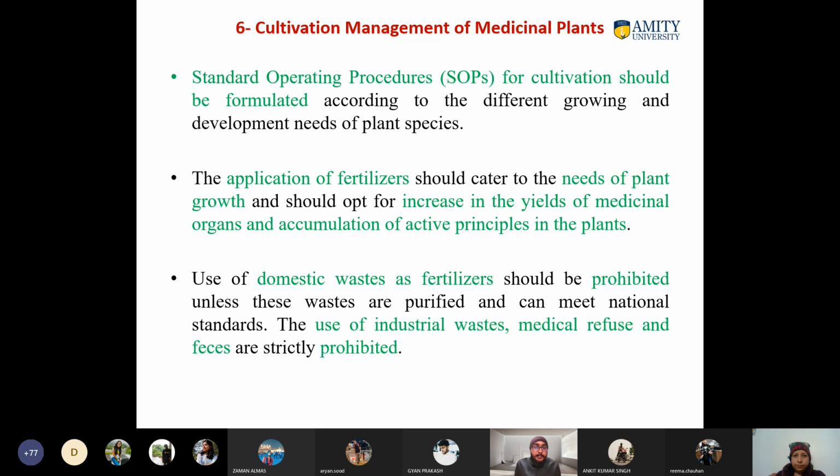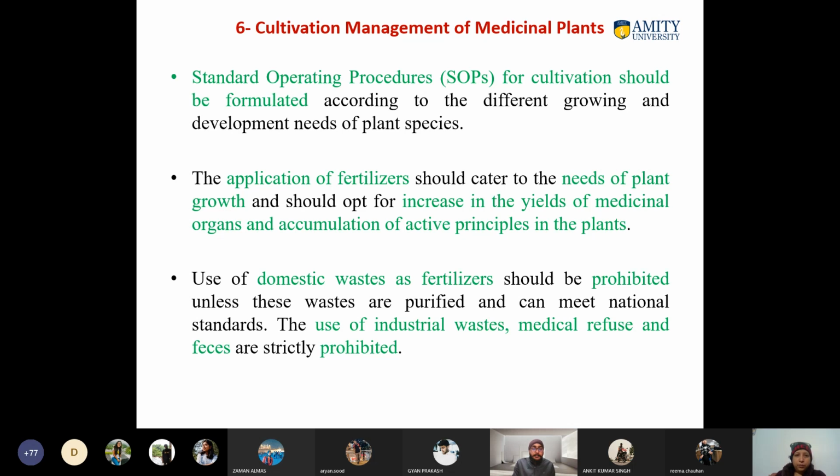So, cultivation management of medicinal plants. Standard operating procedures, that is SOPs, for cultivation should be formulated according to different growing and development needs of plant species. The application of fertilizer should be catered to the needs of plant growth and should opt for increase in yield of medicinal organs and accumulation of active principles in the plants. Use of domestic wastes as fertilizer should be prohibited unless these wastes are purified and can meet national standards. The use of industrial waste, medicinal refuse, and feces are strictly prohibited.